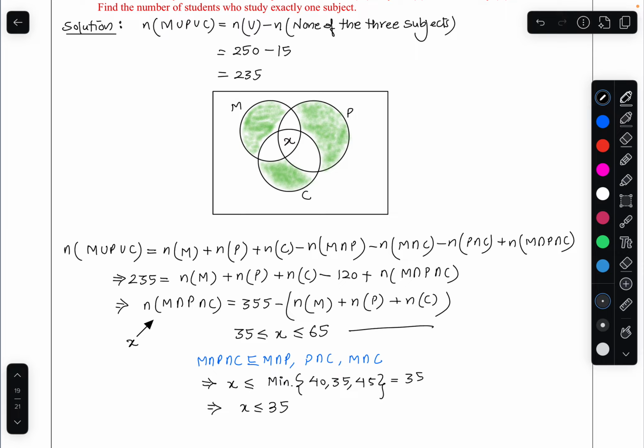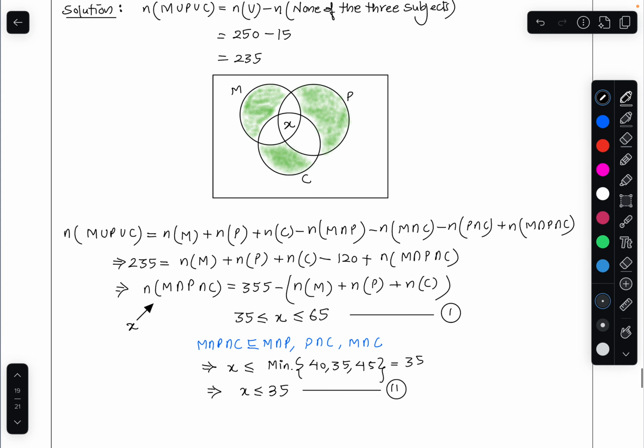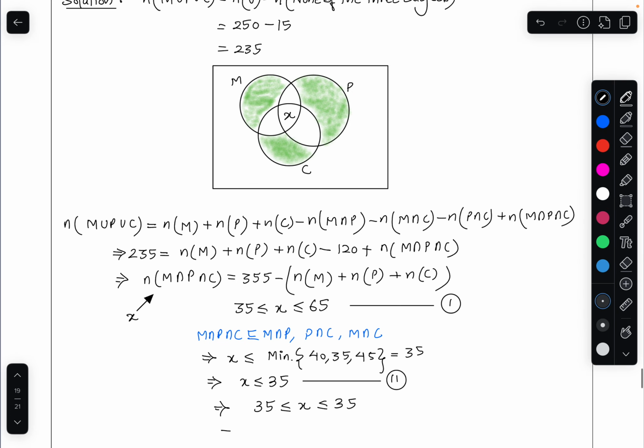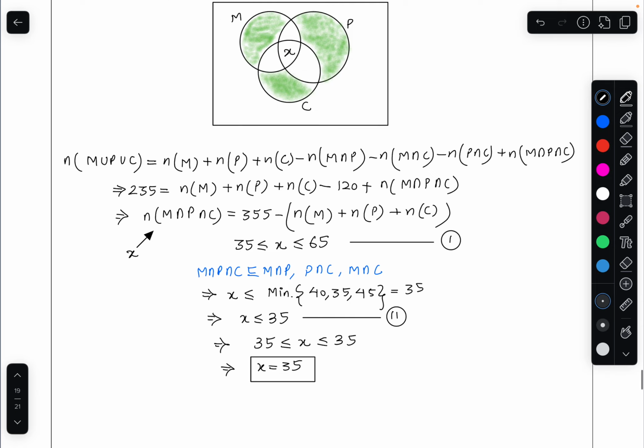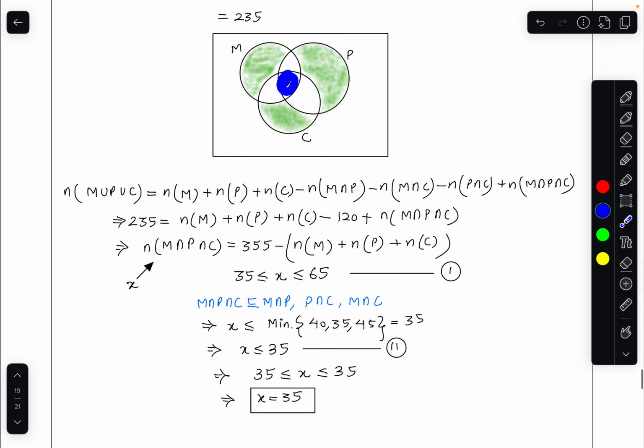So the two relations are giving me one, X has to be greater than or equal to 35, less than or equal to 65. Second, X has to be less than or equal to 35 at the same time. What I have basically is X is greater than or equal to 35 and at the same time less than or equal to 35, meaning it is equal to 35. So we have found the intersection here.